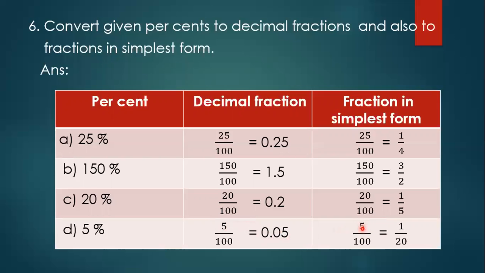Okay, children? Now, in simple fraction, we can divide 100 by 5. 5 20s are 100 and 5 ones are 5. So, 1 upon 20 is the simple fraction in the simplest form.